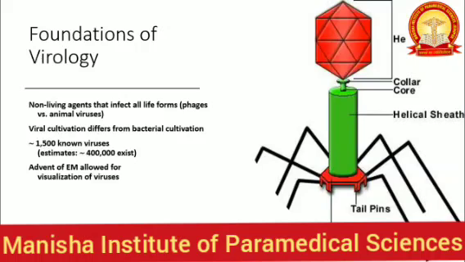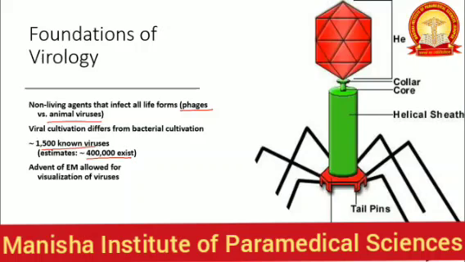This term is used not only for disease in human welfare, but also in computer technology, the computer virus. Whenever we say something can destroy things, or is bad for the health of your PC, that's a virus. Viruses are non-living agents that infect all life forms. For example, phages versus animal viruses. Animal viruses attack animal cells, while phages attack bacteria. That's why we call them bacteriophages. Viral cultivation differs from bacterial cultivation. About 1500 viruses are known, and it is estimated that there are about 400,000 types of viruses, and among them we have only identified about 1500 types.